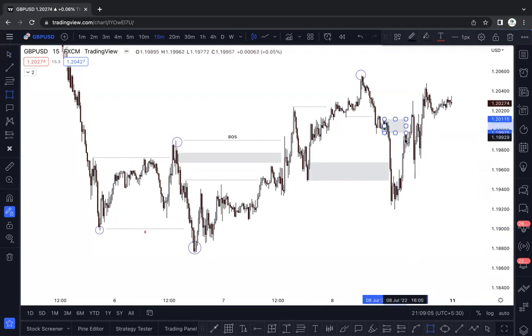And then again, a trap, market reaction. This is called a smart money trap. What happened? The same thing happened here, and the market again pushed higher.